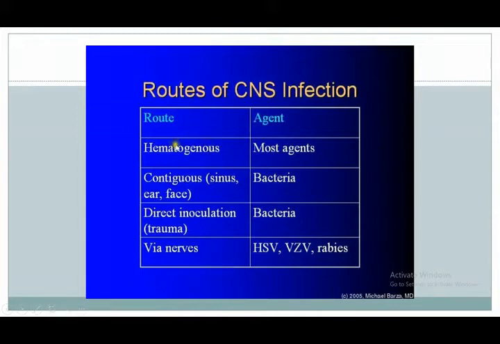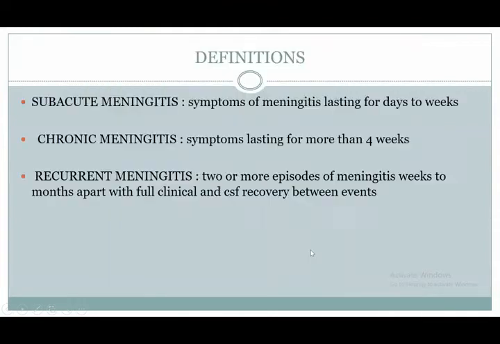Different routes of CNS infection. Common is again the hematogenous route, which is the route for most of the infecting organisms for brain disease. Contiguous spread from paranasal sinuses, from middle ear infection, from the face is common with bacterial agents. Again, direct inoculation through trauma or sometimes through surgery. Bacterial infections are common. Via nerves, the infection may spread, for example, with herpes simplex, varicella zoster, and rabies virus.